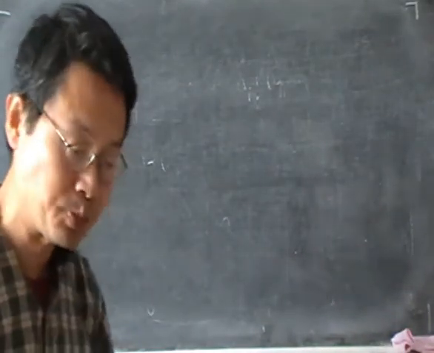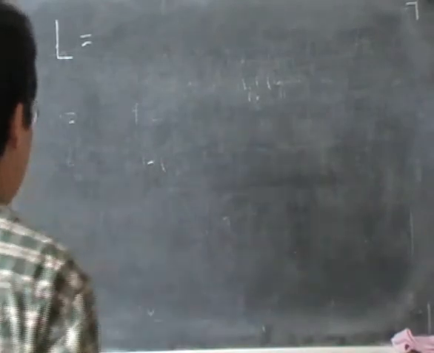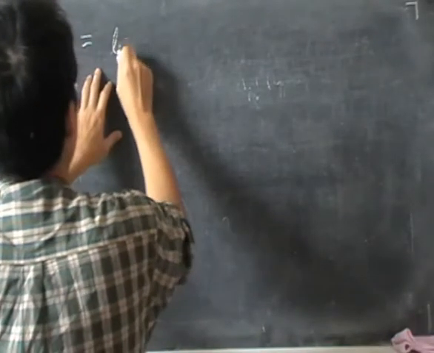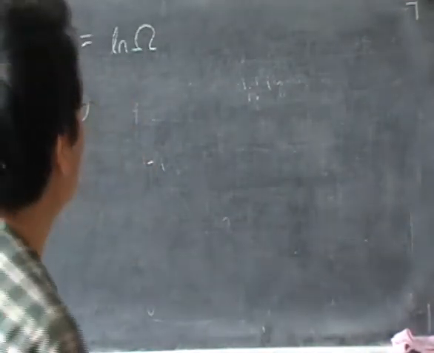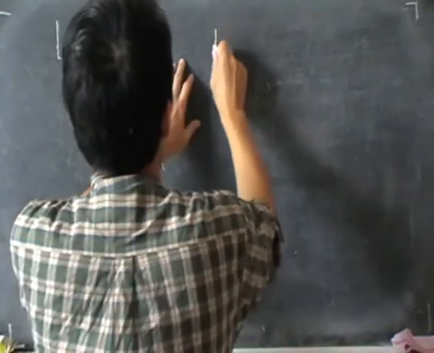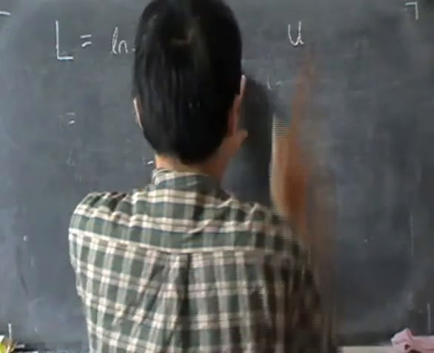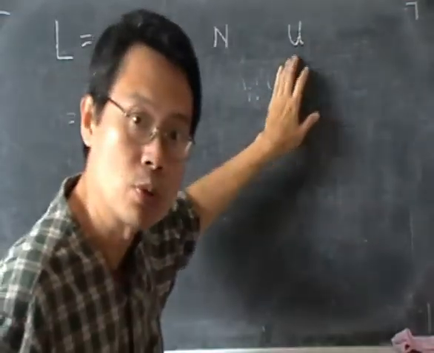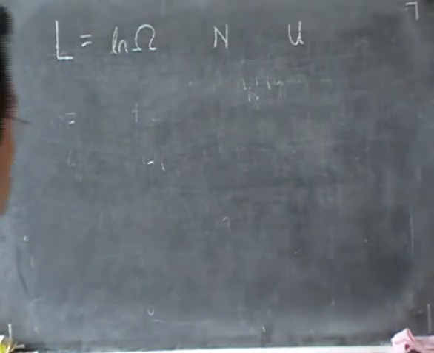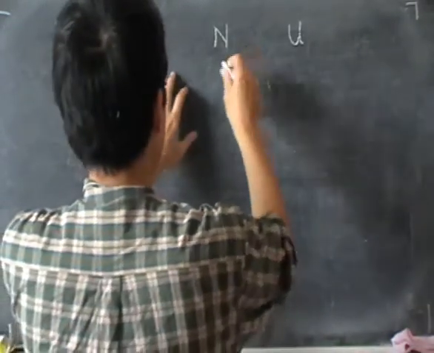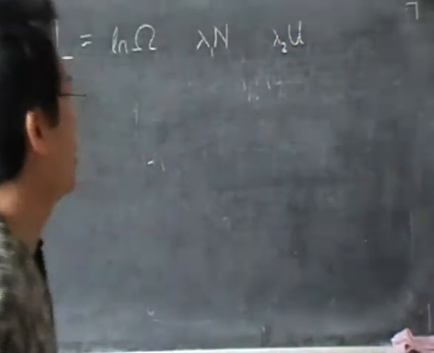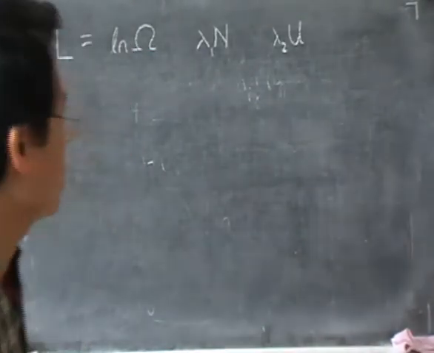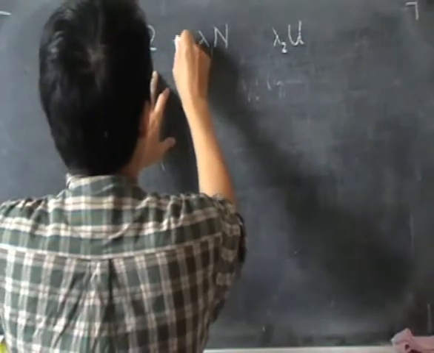Now let's write down the Lagrange function and differentiate it. The Lagrange function is the sum of log omega, which we want to maximize. It also contains the constraints, number of particles and total energy, which should be constant. And we need to put in the unknown factors, which we call the Lagrange multipliers. And then we need to add this all up.